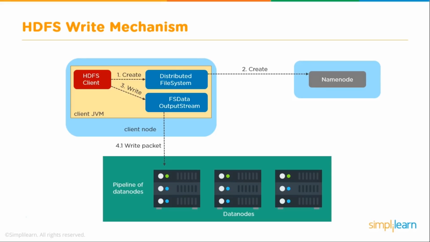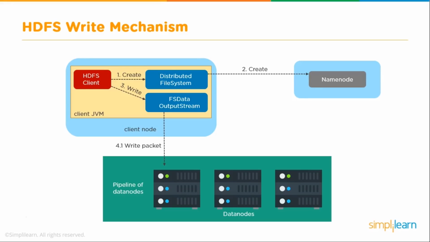So while a block is written and replicated, other blocks of the same file or a different file are also being written on the underlying data nodes. So that's why it makes the write mechanism also a parallel mechanism. You can write a huge amount of data across your cluster in a parallel fashion, which makes your writes faster.